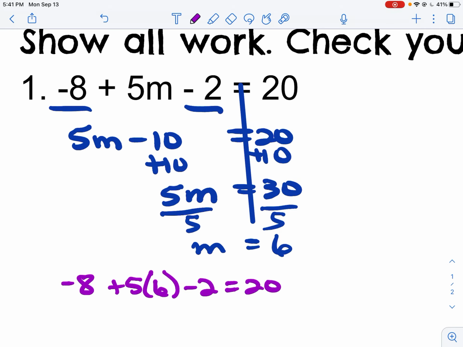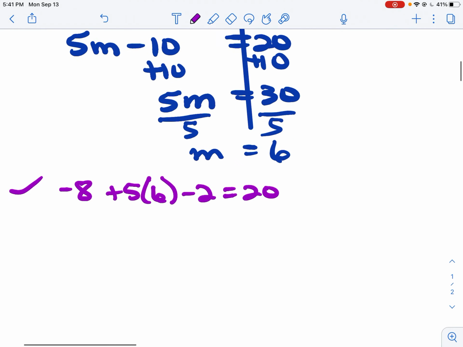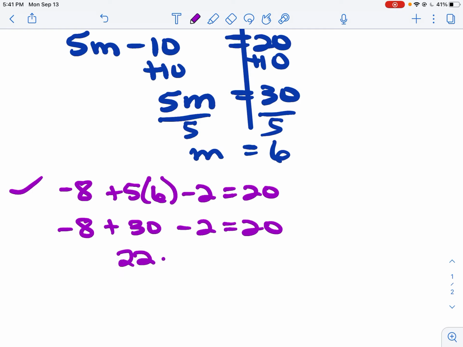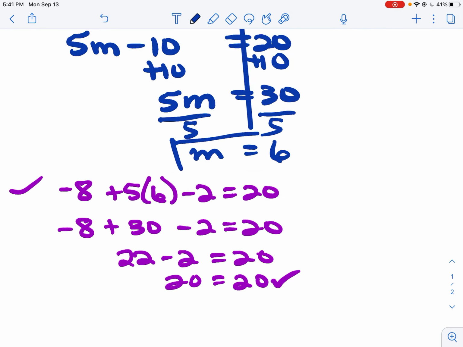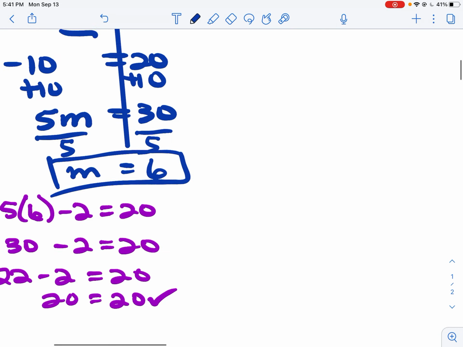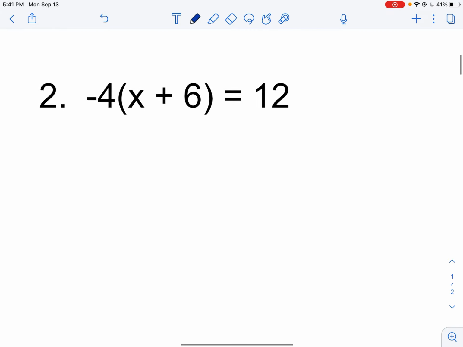Negative 8 plus 5 times 6 minus 2 equals 20. So negative 8 plus 30 minus 2 equals 20. So this is going to get me 22 minus 2 equals 20. So 20 equals 20. So yes, I have the right answer.